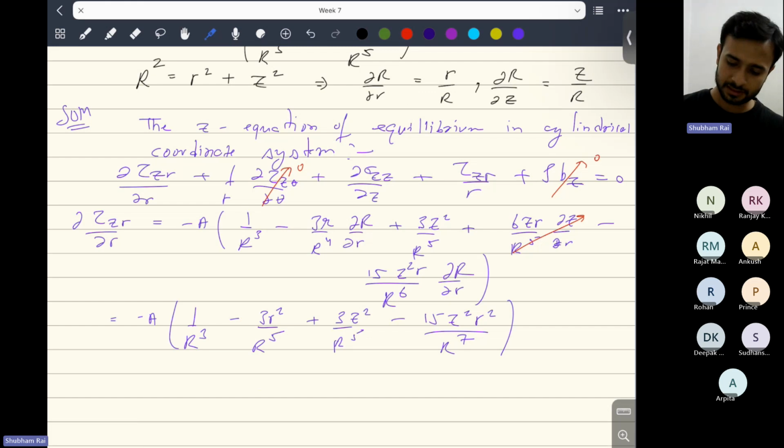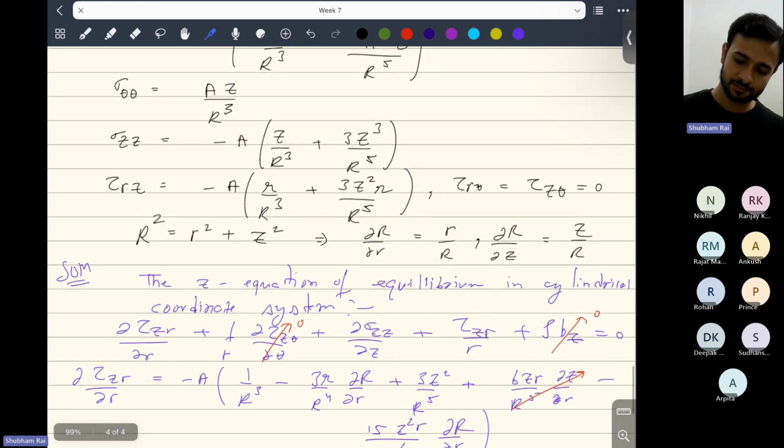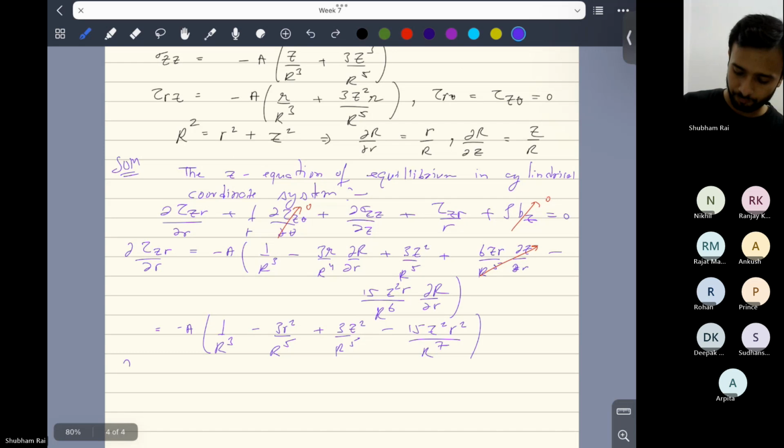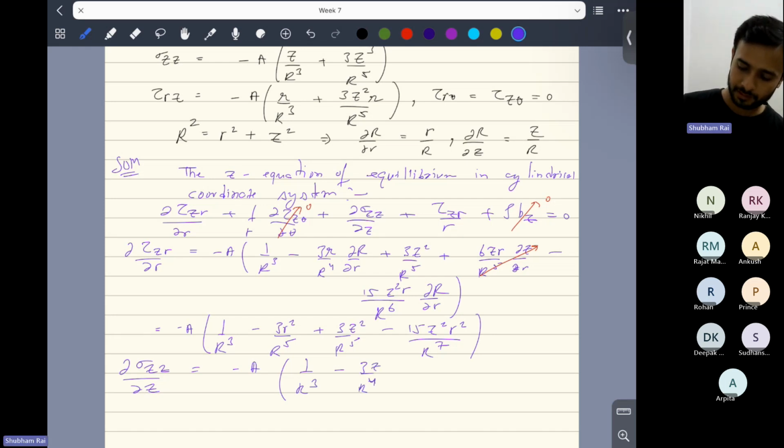Now you have to calculate del sigma zz over del z. So del sigma zz over del z will be calculated from this equation here. Let's calculate that. It will be minus of a, and then I'll have to differentiate. First it will be 1 over r cube, then keep z as it is and differentiate r with respect to z, so that will be minus 3z over r to the power 4, and then you have del of capital R by del z, and then your second term.